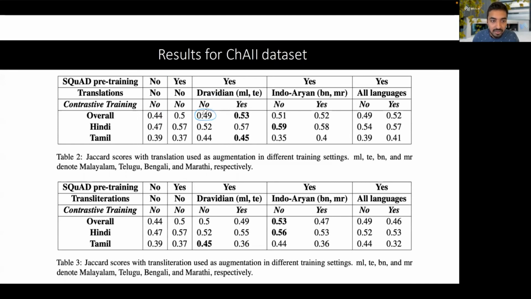But if you look at the individual performances, Tamil performance actually went up from 0.37 to 0.44, but Hindi performance went down. Then we introduced contrastive loss. So you could see that it prevented the degrade with Hindi. It also maintained the Tamil performance, resulting in the overall performance improvement.